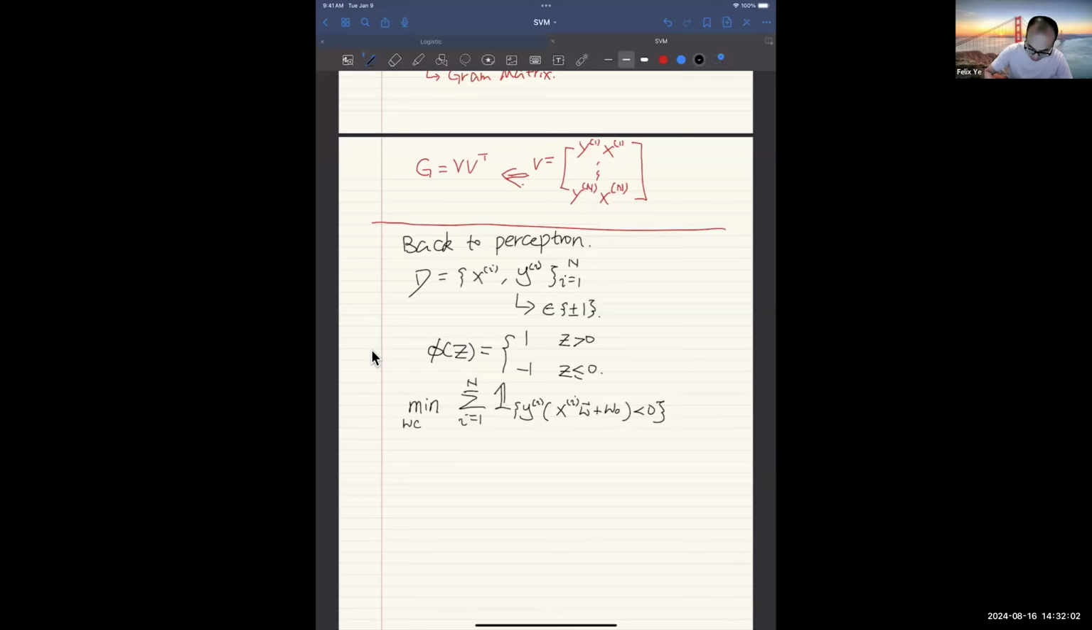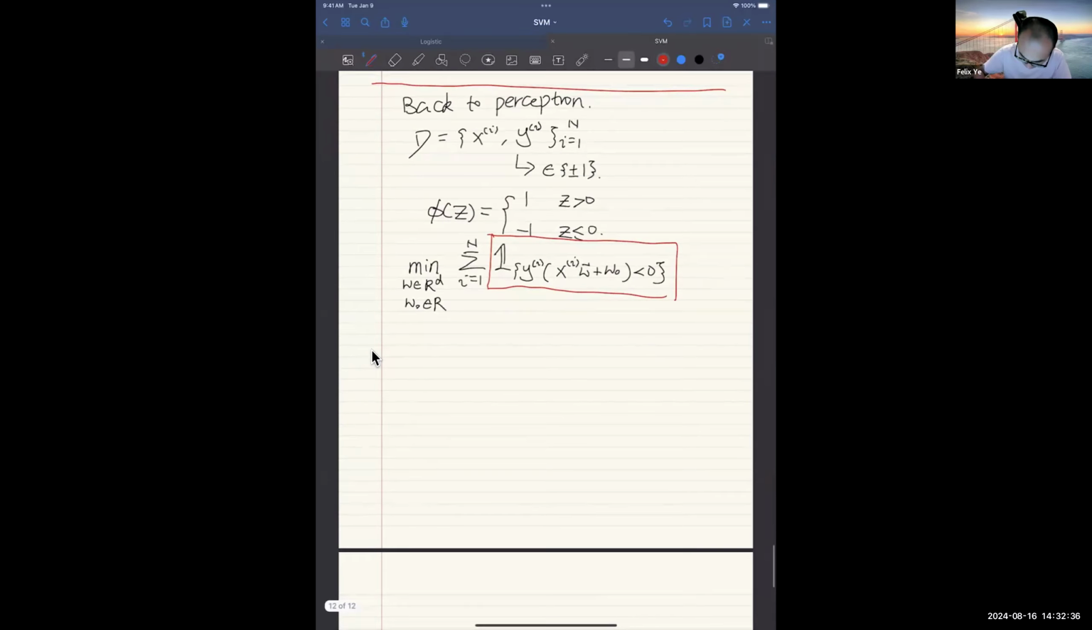So w is in R^d and w0 is in R. So this is basically the misclassifications. I want to count whether this is being misclassified. If it is misclassified, then I'm going to add 1. Otherwise, it's correct, and I'm going to add 0. So this indication function right here is the loss for perceptrons.